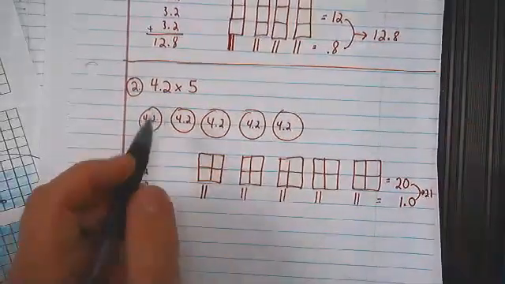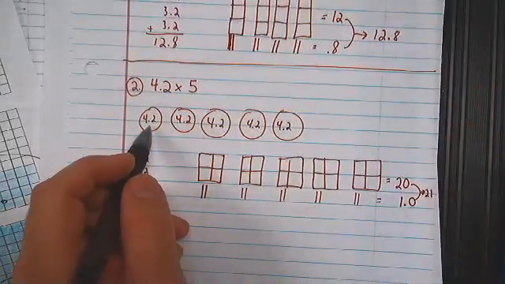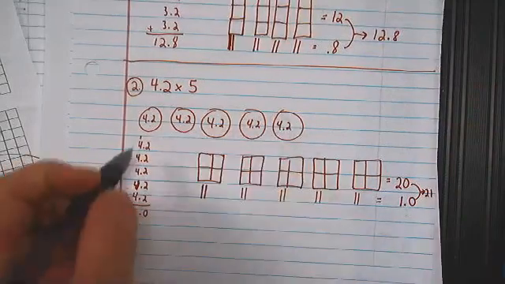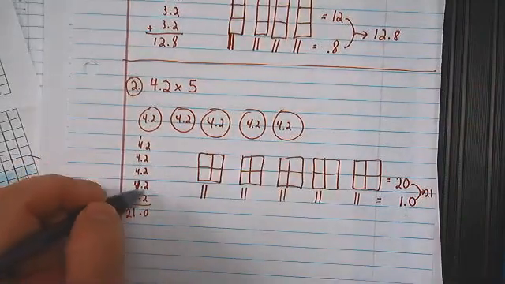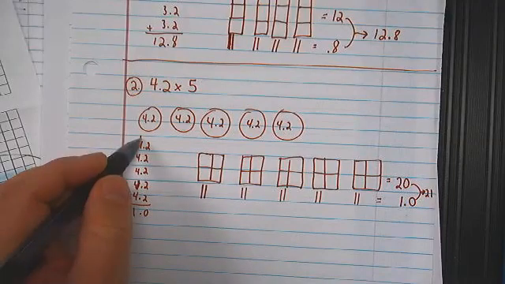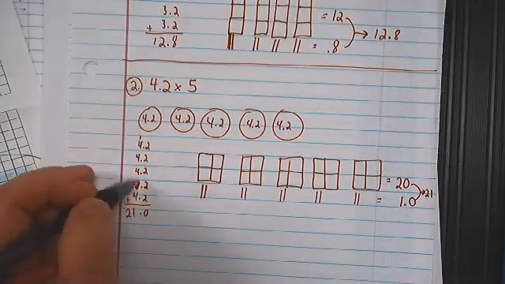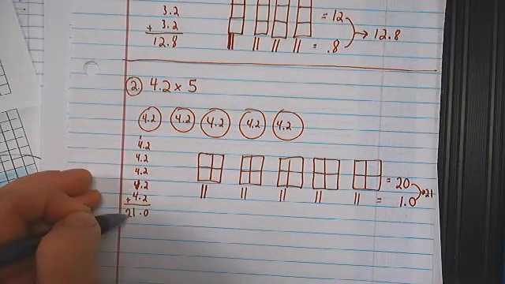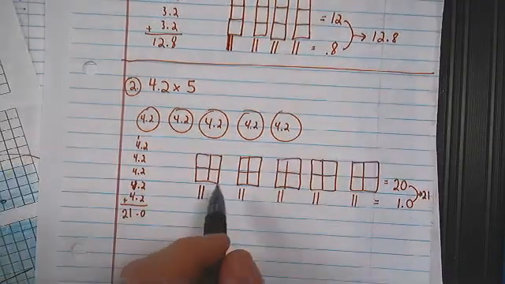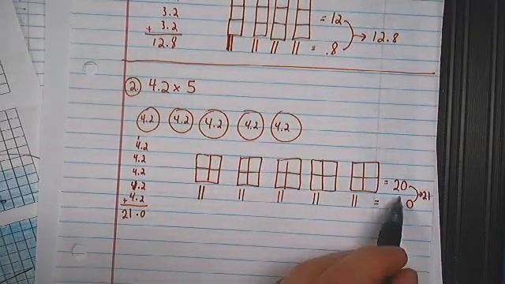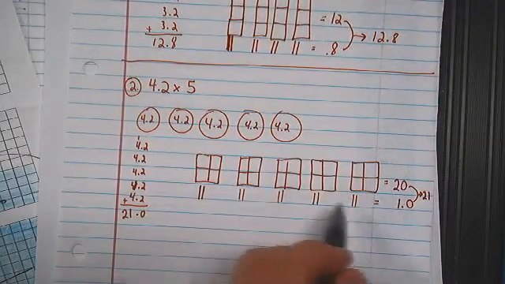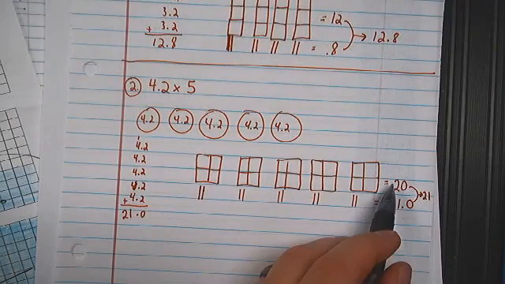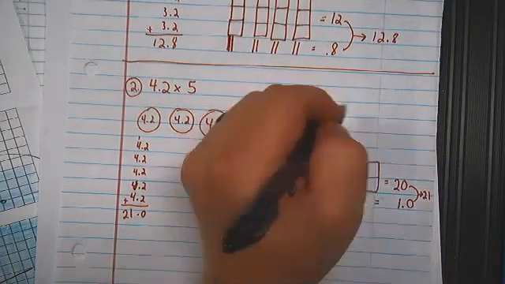4 2/10 times 5. That's like saying 5 groups of 4 2/10. So 1, 2, 3, 4, 5. And add that up, 2, 4, 6, 8, 10. So 10 tenths, which is 1 whole. And then add up the ones. 4 times 5 is 20, plus 1 more is 21. So 21. Could have drawn it out. 20 wholes, and then 10 tenths, which is 1 whole. So 21. Let's do the area model.